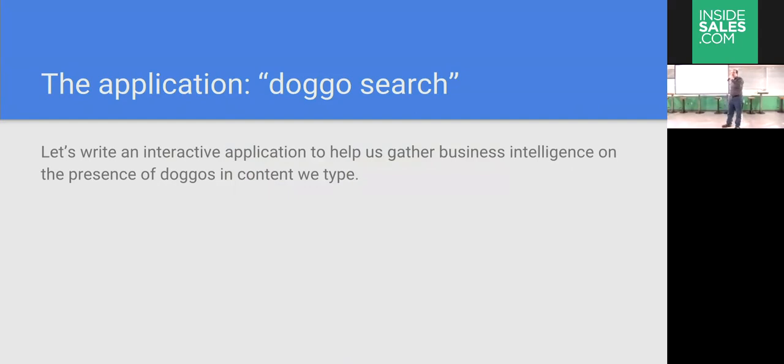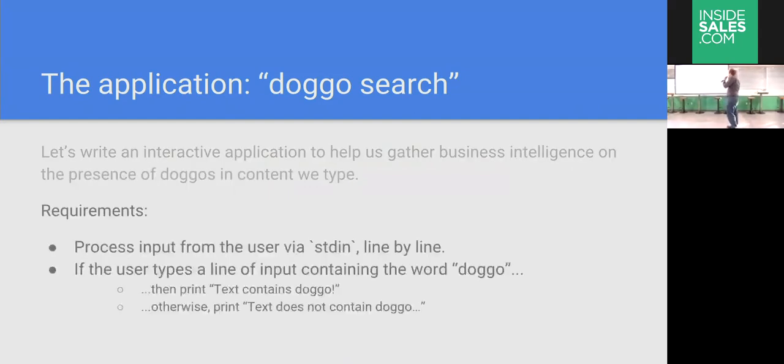So our app's going to be really simple. This is just going to be real fun here. We just need to process input from our user, from standard in, line by line. And we only have one requirement for how we should print things out, which is if they enter a line that contains the substring doggo, then we should print out "text contains doggo!", emphasis on the exclamation mark. The boss thinks this is really important. Otherwise, "text does not contain doggo", right?